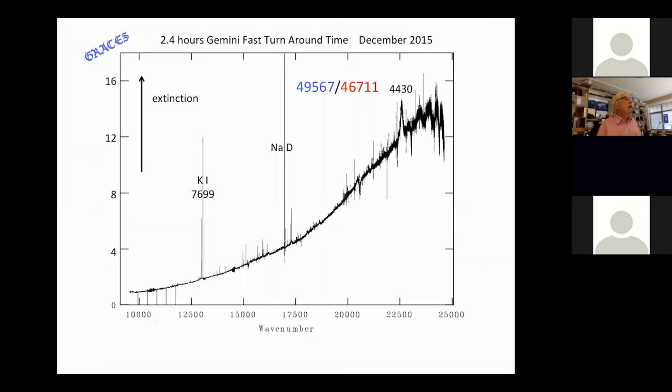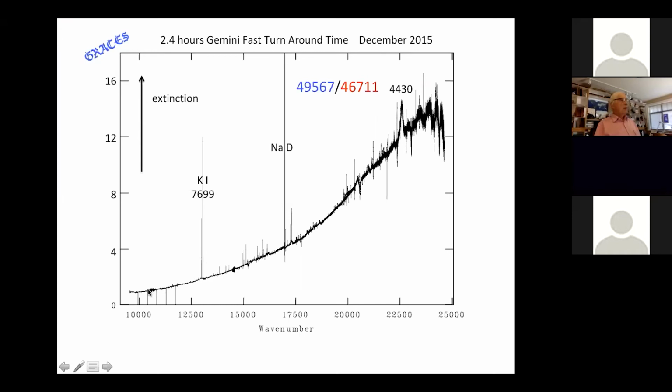because the fiber transmission is so exceptionally good. So again, we tried for some fast turnaround time in that same year. And again, we were lucky. We got just over 2 hours with GRACES. And here we looked at a different star, which has a very strong 4430. You see it here. Actually, I found that way back at the time of my thesis. This was just very strong.